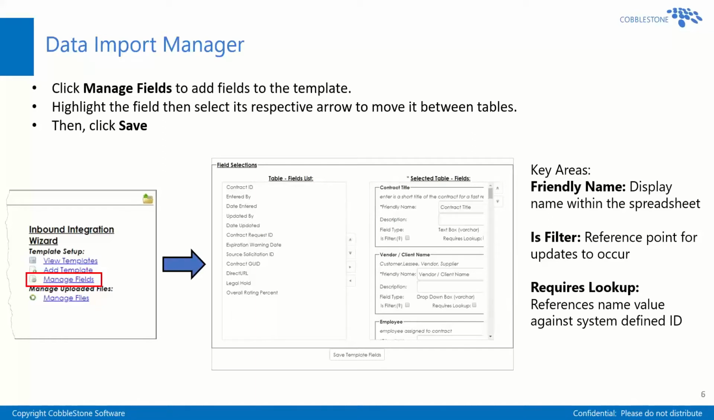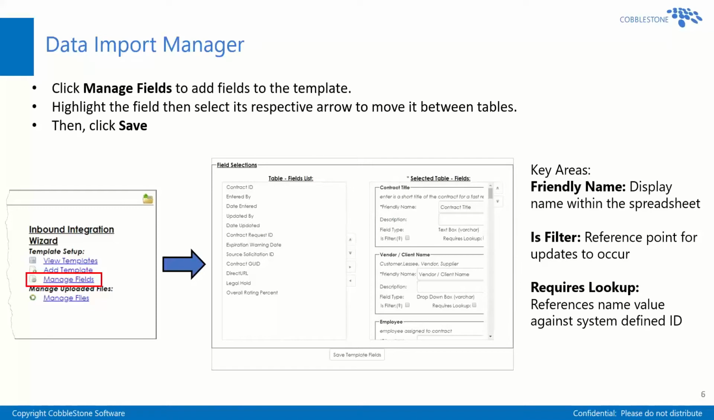The other tick box is requires lookup. And as we've discussed previously, many of the different records in CobbleStone are referenced with ID values, and some of those tables are linked together. CobbleStone recognizes them, of course, by their ID values. And when we're performing an import, we want to give it the ID values for the status, for the department, for the counterparty, for the employee, whatever key piece of information we're talking about that lives on a linked table.